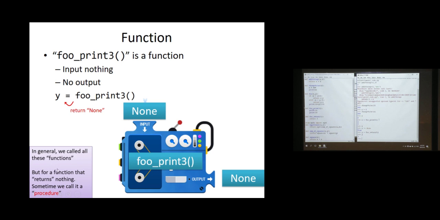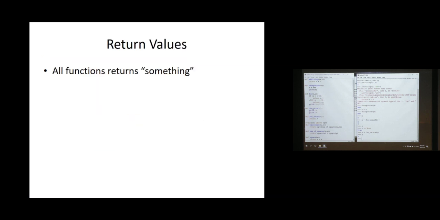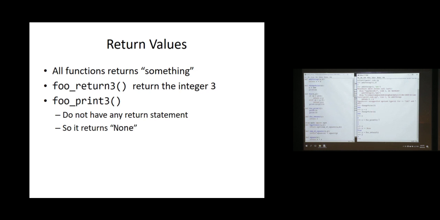Okay? So there's a name actually for this. In general, we call all these functions, right? But for a function that returns nothing, like this function, there's actually a formal name for it. It's called a procedure. In the old languages, they distinguish very clearly what is a procedure and what is a function. A function is something that always returns something to you. A procedure is a function that prints something and never returns anything. So it becomes very clear. But now people drop this word procedure. Everybody uses function. So there's a little bit of confusion there. All functions always return something. Whenever you call a function, it always returns something, right? This one will return integer 3, foo return 3. This one does not return anything because there is no return statement, so it returns None. Remember, I told you, None is nothing. You normally don't use None.